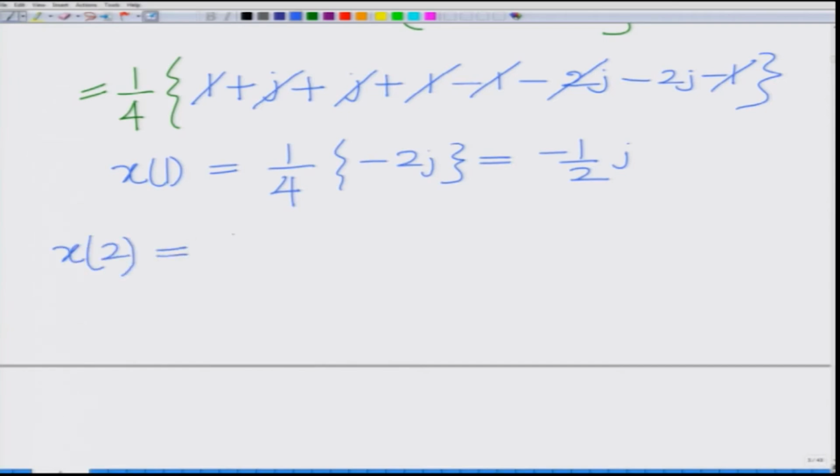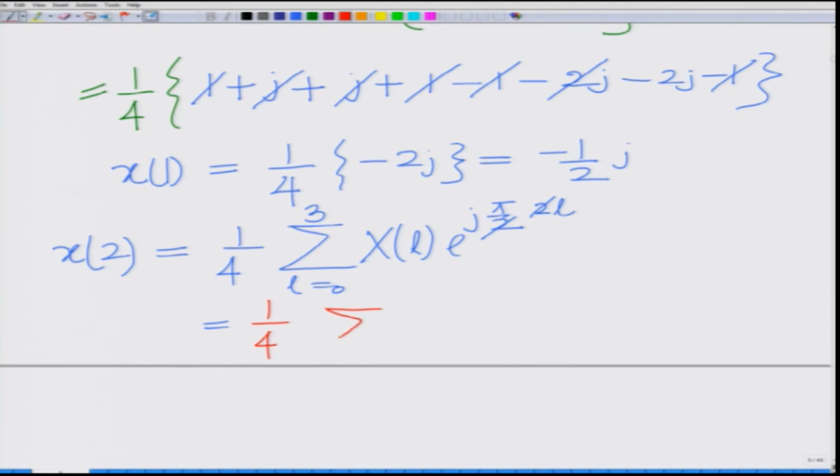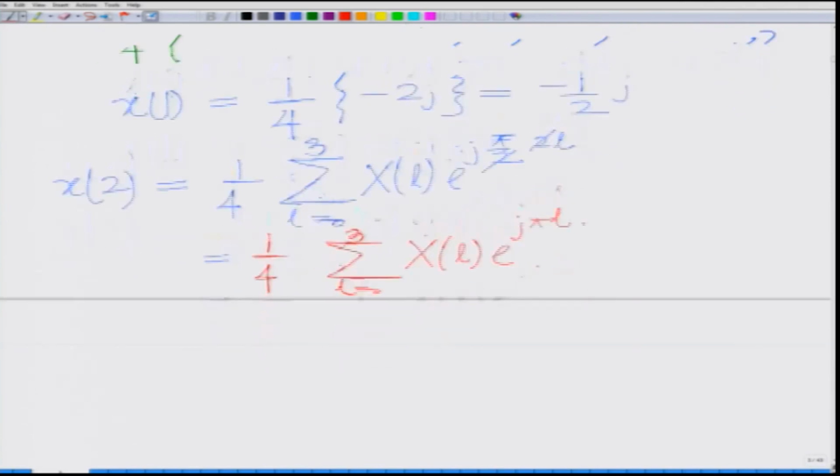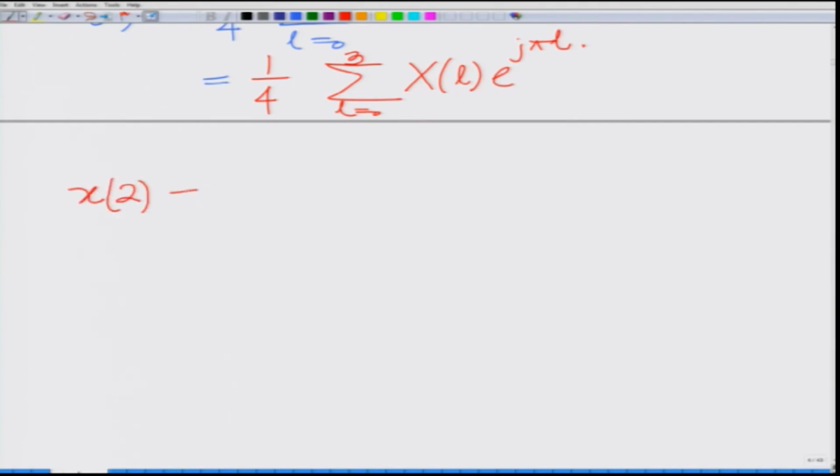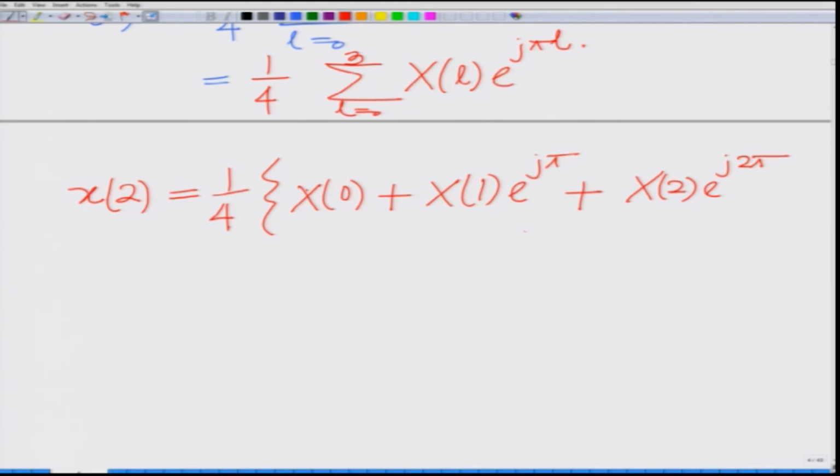Small x2 equals 1 over 4 summation L equal to 0 to 3 capital XL e power j pi by 2, substitute k equal to 2, 2 times L. Of course, the 2's go away, and what we have is 1 over 4 summation L equal to 0 to 3 capital XL e power j pi L, that is small x2. Now, substituting the capital XLs, which are the symbols loaded onto the subcarriers, I have 1 over 4 times x0 plus x1 e power j pi plus x2 e power j 2 pi plus x3 e power j 3 pi, which is equal to 1 over 4.